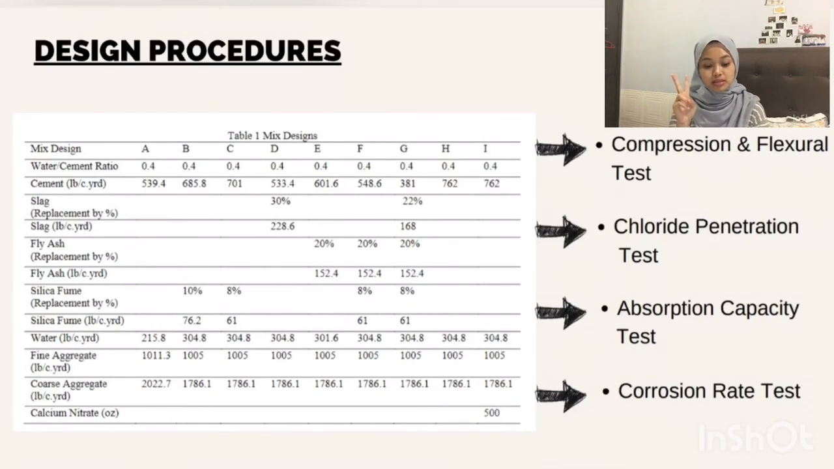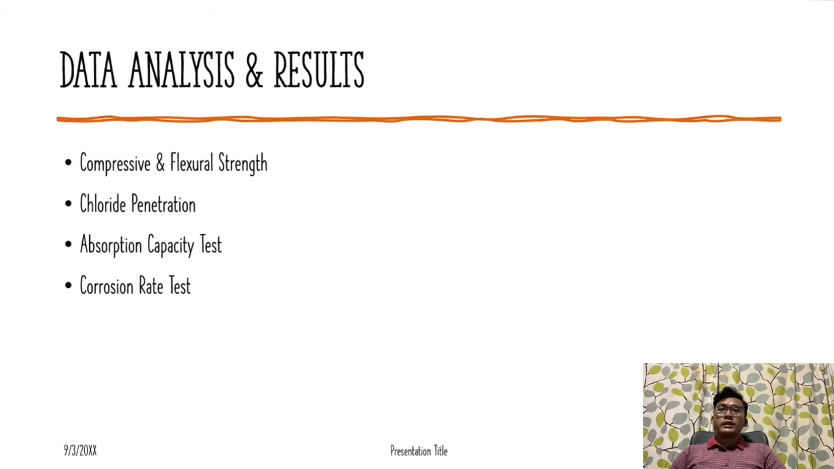The second one is chloride penetration test. The third one is the absorption capacity test. And the fourth one is corrosion rate test. So the next part is data analysis and result.